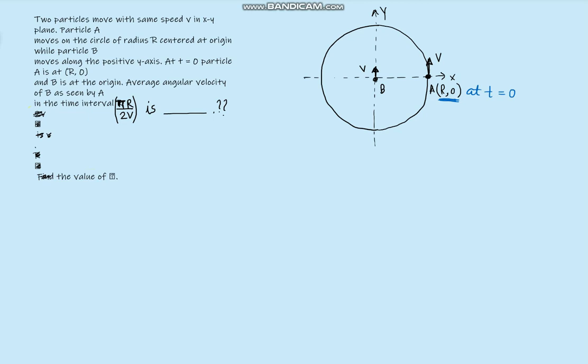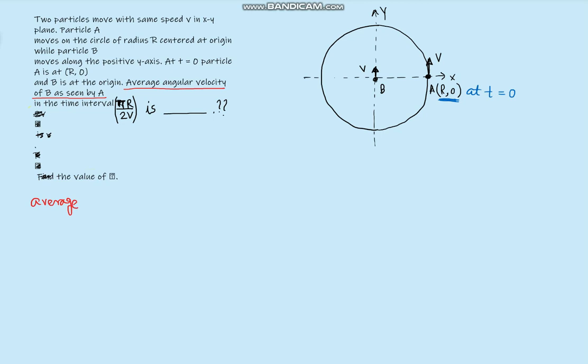And the particle B is at the origin, and starts moving with a speed v along the positive y direction. Now what we need to find out? The question is: find the average angular velocity of B as seen by A.